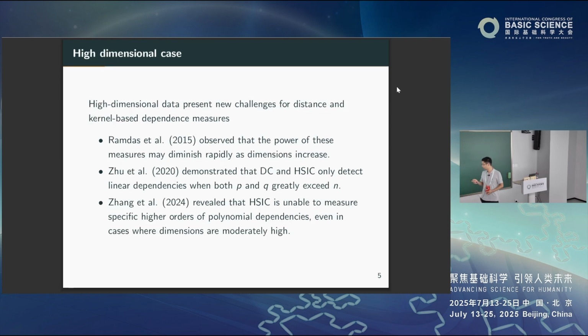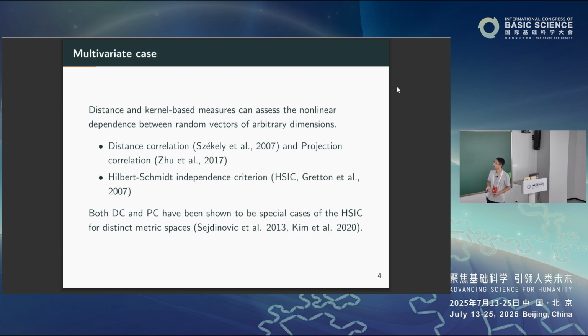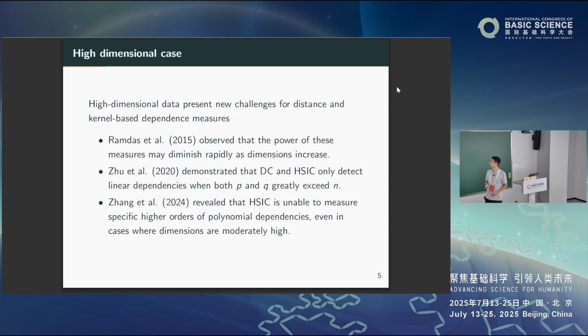Although these measures are shown to be capable of capturing nonlinear dependencies for arbitrary dimensions, their theoretical developments are derived under the fixed dimension paradigm. That is to say, they can detect nonlinear dependence for arbitrarily fixed dimensions. Nowadays, we may face high-dimensional data. High-dimensional data present new challenges for the distance-based and kernel-based measures.